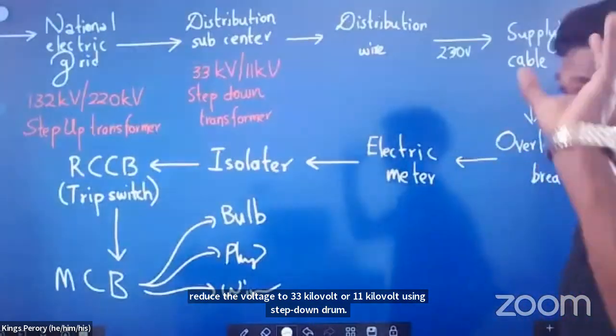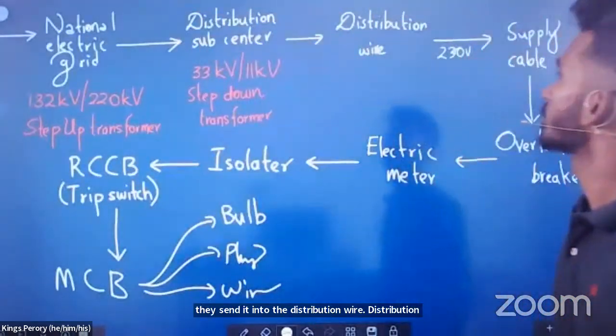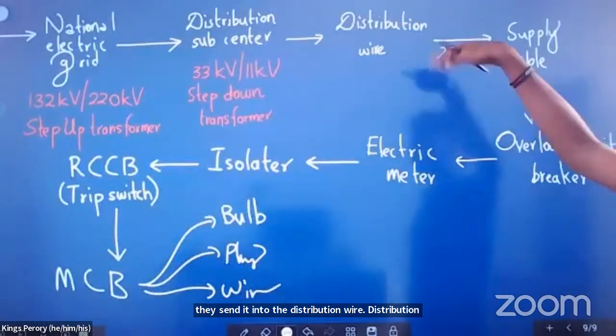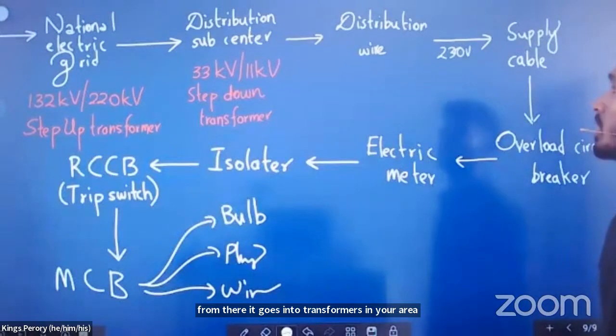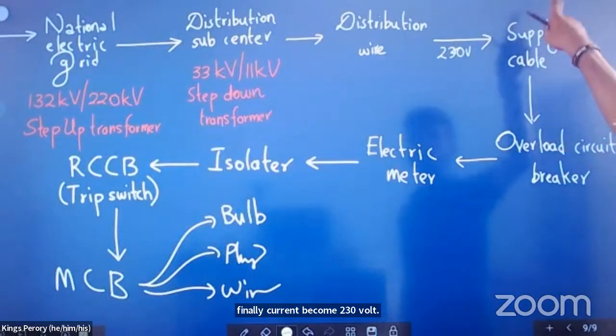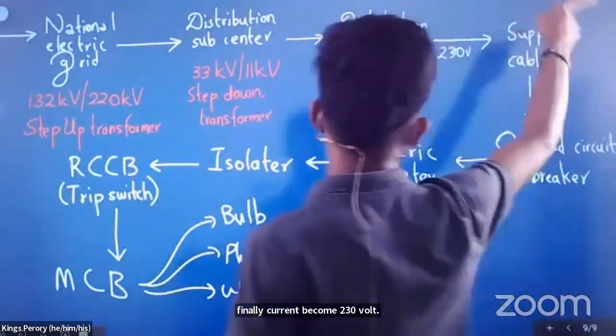Distribution wire is the wire on your roads, which are 3 wires. From there, it goes into transformers in your area. Finally, current becomes 230 volt. That is given into your house through the supply cable.